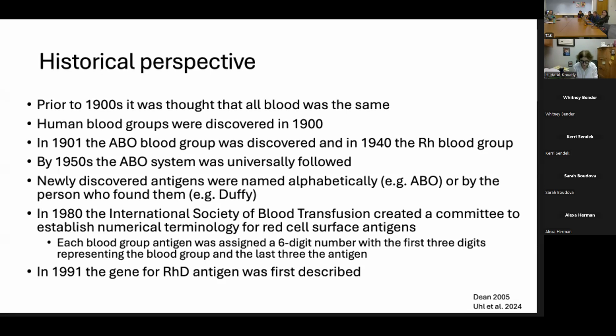Each blood group antigen was assigned a 6-digit number with the first 3 digits representing the blood group and the last 3 the antigen. And just interestingly enough, for example, the A antigen was the first to be discovered, and so it has the number 001.001. The B antigen was the next, and so it's 001.002. In 1991, the gene for RhD antigen was discovered.